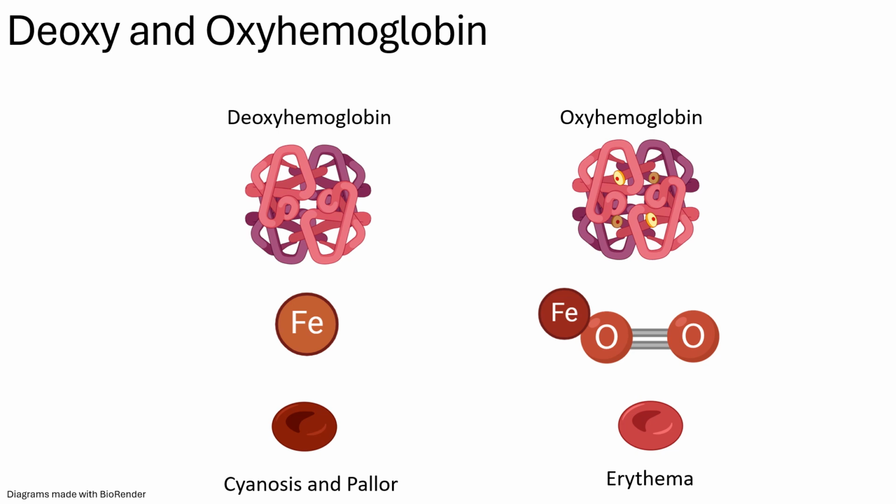Oxyhemoglobin is simply the opposite of deoxyhemoglobin. This would be a hemoglobin protein where all four iron atoms are bound to molecular oxygen. In this case, the molecule takes on a ruby red color. Oxyhemoglobin is found in the arteries of your systemic circuit and is found in the veins of your pulmonary circuit.